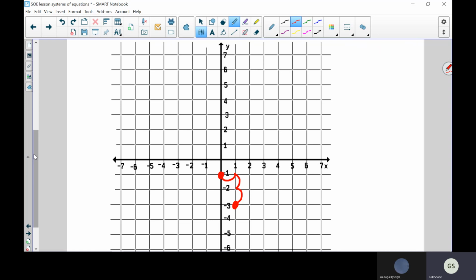My run number was 1, so I went to the right 1. My rise number was -2, so I went down 2. That gave me that second point. I'm going to erase those. So again, I counted right, and then I counted down.